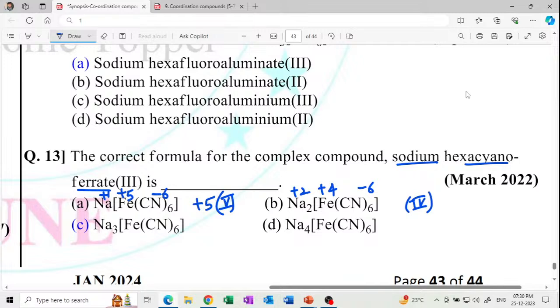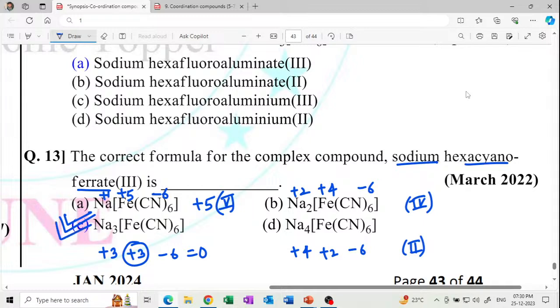Next, in option D, this is +4 and this is -6, so Fe is +2. This is Roman 2, but it is written as Roman 3. So C option is the correct one. How? Na3 is +3, CN6 is -6, so Fe as +3 makes the total equal to 0. That's why it is +3. So this is your answer. Get it? Note down.